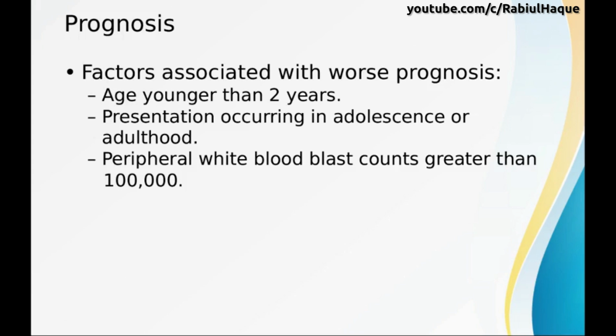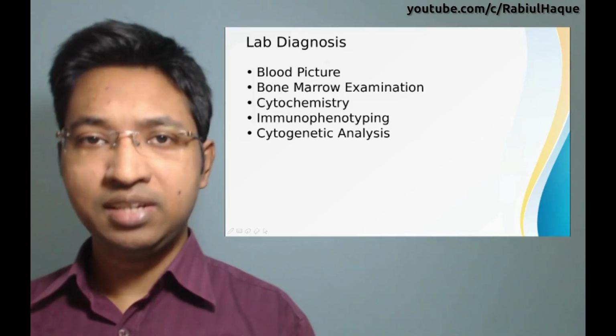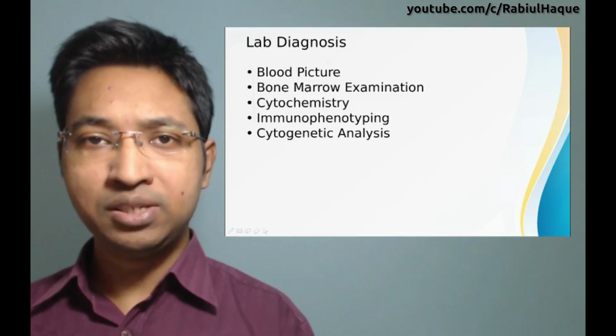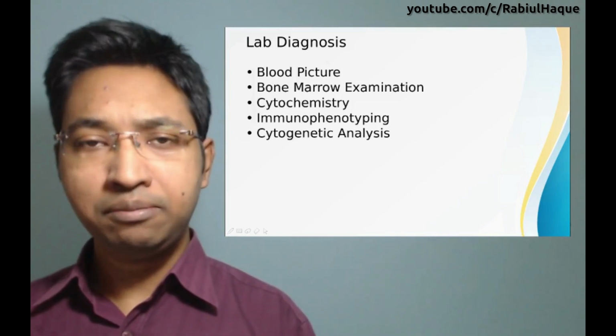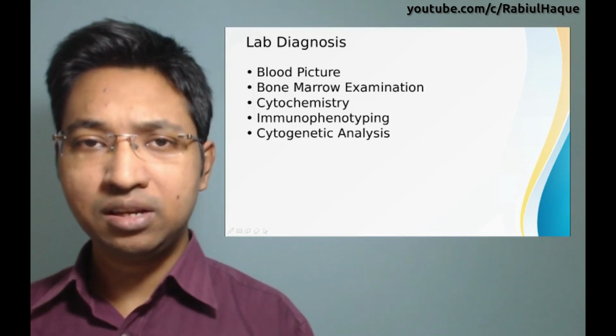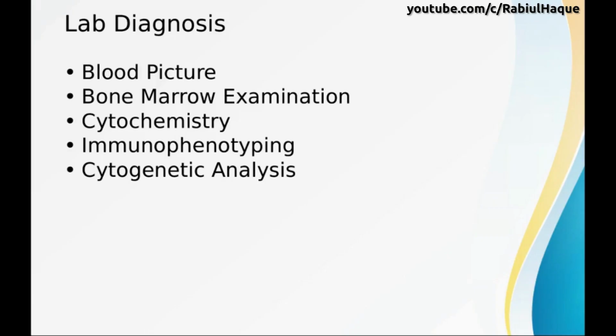This slide is showing the factors that are associated with worse prognosis. They will include age younger than 2 years, presentation occurring in adolescence or adulthood, and peripheral white blood blast counts greater than 100,000. So now that we have talked about the prognosis, now let's move on and talk about the lab diagnosis of acute lymphoblastic leukemia. Lab diagnosis will include blood picture and bone marrow examination, cytochemistry, immunophenotyping, and cytogenetic analysis.